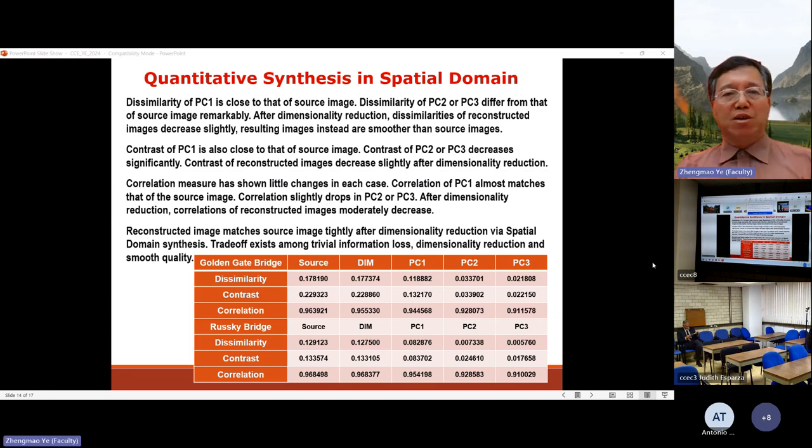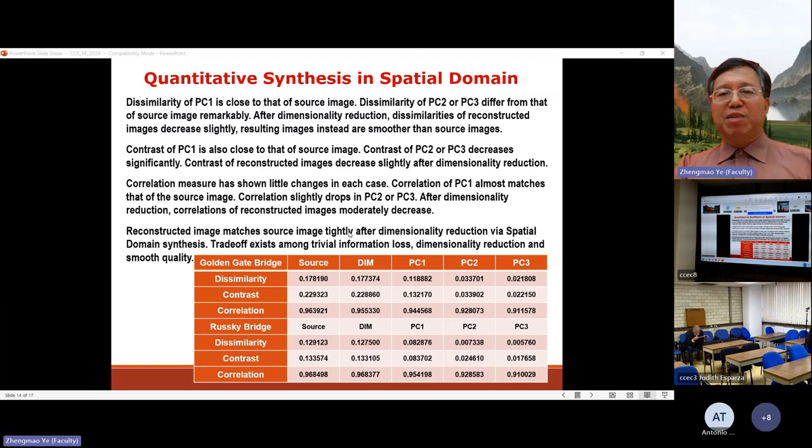Now, in the spatial domain, we still have the five different columns. The first one has the data from the source image. The second one is the data collected from the image after dimensionality reduction. The third, fourth, and fifth cover the information from PC1, PC2, and PC3, respectively. For both case studies, similarity, dissimilarity, contrast, and correlation will be covered.